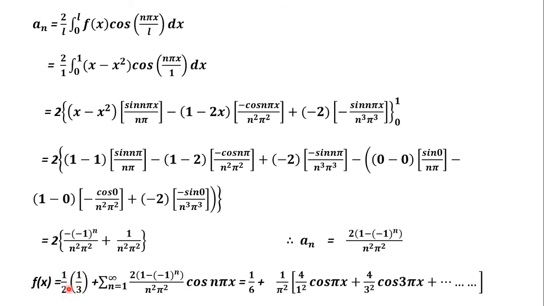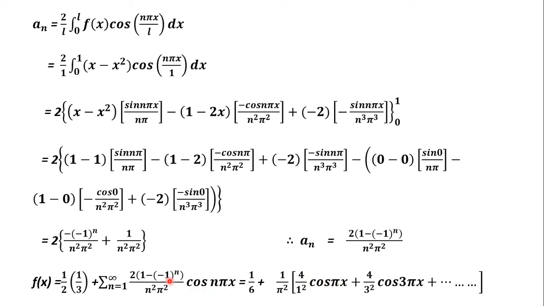We get 1 by 2 into 1 by 3 plus summation 2 into (1 minus (-1) raised to n) by n square pi square into cos n pi x, that is equal to 1 by 6 plus, when you substitute n as 1, we get (-1) to the power 1, that is 1 plus 1 is 2, into 2 it becomes 4 upon n square, that is 1 square, 4 upon 1 square into cos pi x.